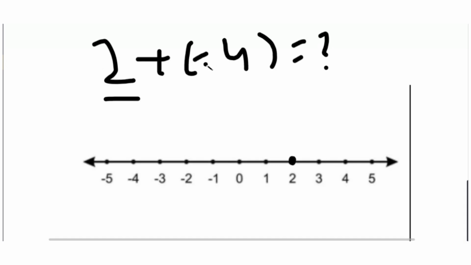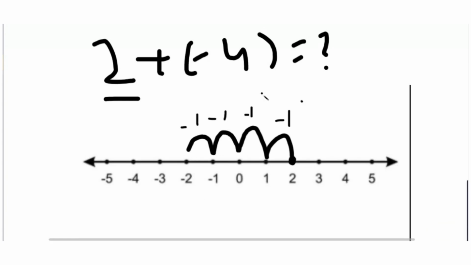Since we're adding a negative, and that's the same as subtracting, we're just going to subtract 1 four times. So we subtract 1. That's 1. Then another. That's 0. Then another. That's negative 1. And then finally, another is negative 2. Minus 1, minus 1, minus 1, and minus 1. And what did that end up as? Negative 2. So 2 plus negative 4 is negative 2.